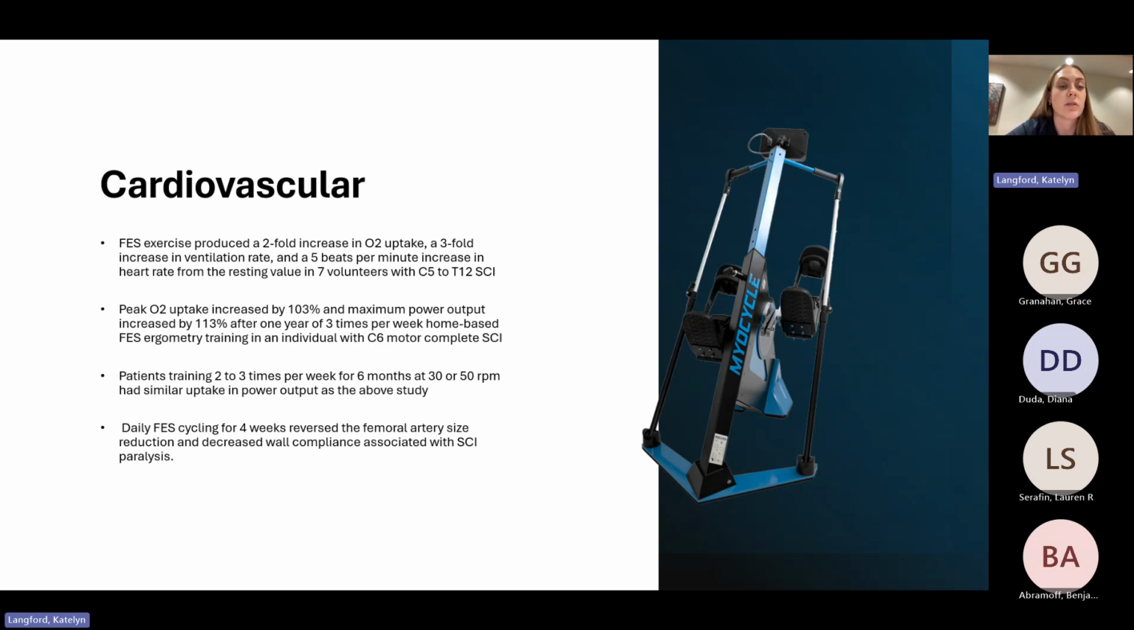You get a better ventilation rate, and I think I mentioned 3 studies where your peak O2 increased by 103%, and basically patients are just doing really well cardiovascularly when they're using these bikes at home. Patients training 2 to 3 times a week for 6 months had an increase in power uptake. So it's just a really good thing for cardiovascular fitness.